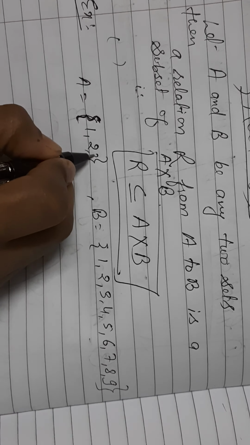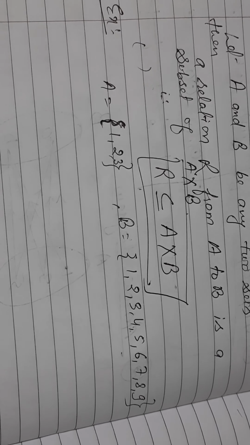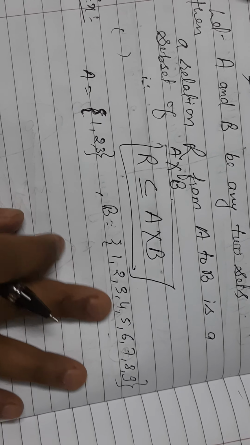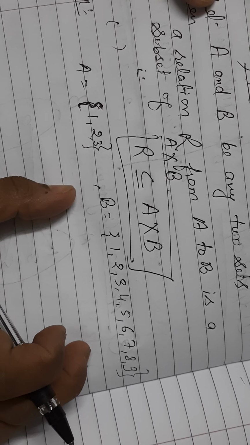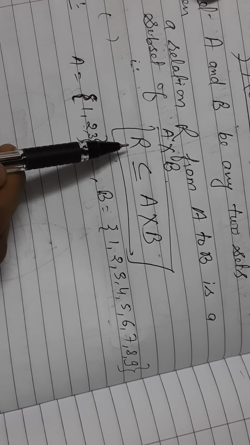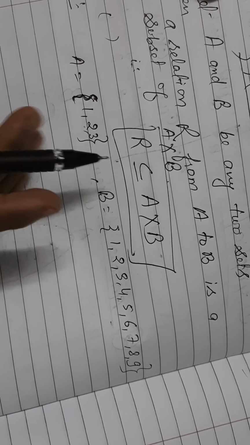I am adding one more element in A. Okay, so we'll use these two sets to solve two questions or to define two relations. Now A is {1, 2, 3} and B is {1, 2, 3, 4, 5, 6, 7, 8, 9}. So first we'll find the Cartesian product, because a relation is nothing but a subset of the Cartesian product. So first we'll define the Cartesian product.